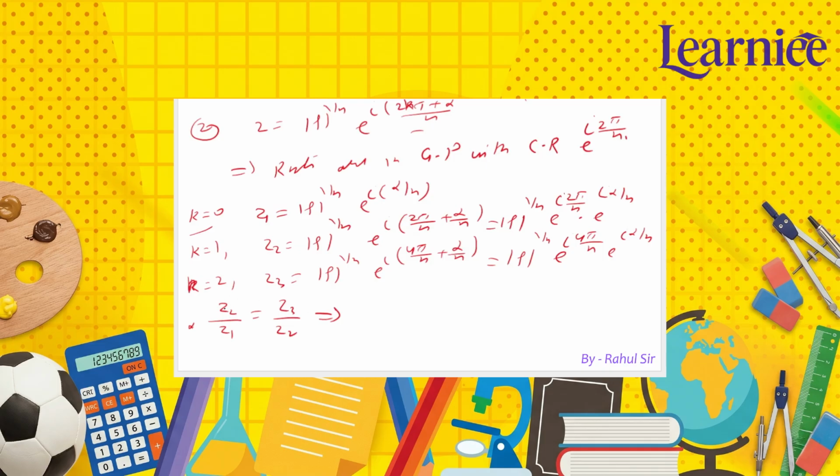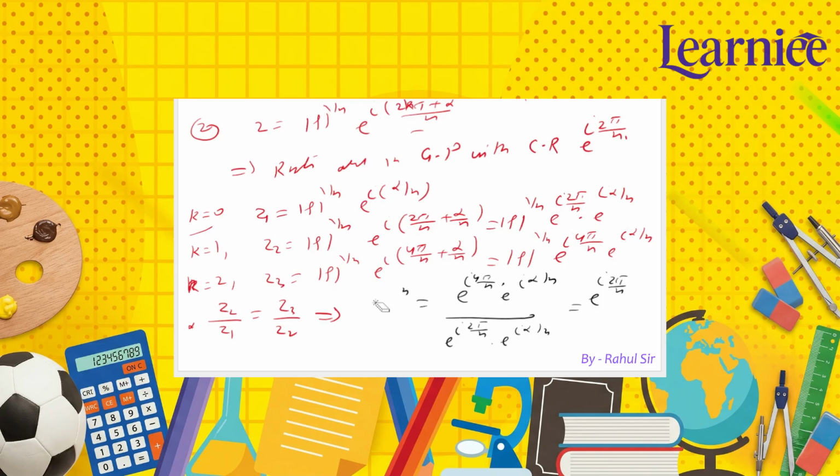What is z2 by z1? The common factors cancel out, and we get e to the power i 2 pi by n. Similarly, what is z3 by z2? z3 by z2 is e to the power i 4 pi by n into e to the power i alpha by n divided by e to the power i 2 pi by n into e to the power i alpha by n. Essentially the alpha terms cancel out, and we get e to the power i 2 pi by n.